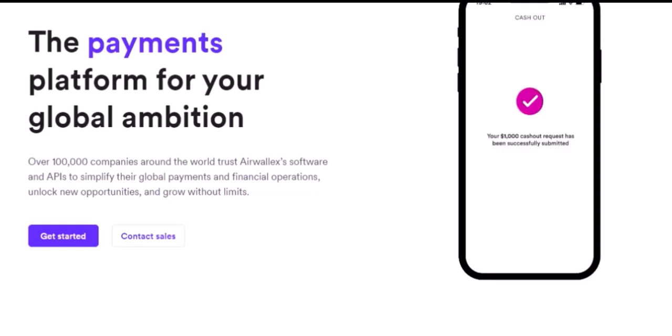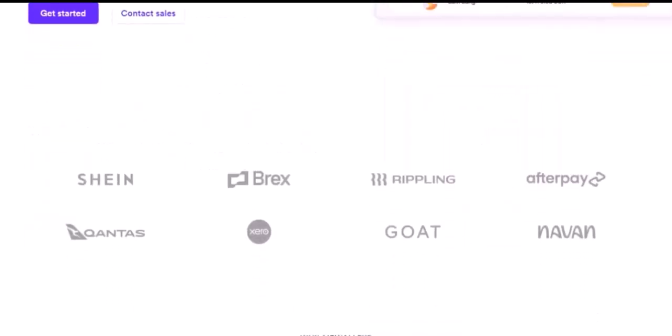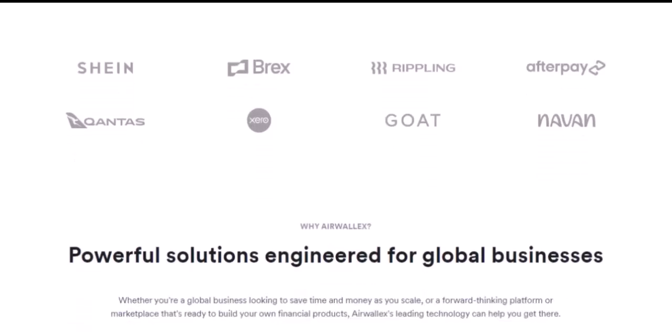Cross-border payments. Sending money overseas is as easy as making a domestic transfer. Airwallex handles all the complexities of currency exchange and international regulations. Multi-currency wallets. You can hold and manage multiple currencies in your Airwallex account. This helps you hedge against currency fluctuations and optimize your cash flow.